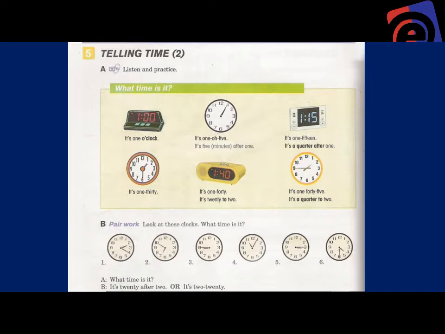What time is it? It's 2:20. What time is it? It's 20 minutes after 2. 20 minutes after 2, 20 minutes past 2. After 2, past, P-A-S-T.